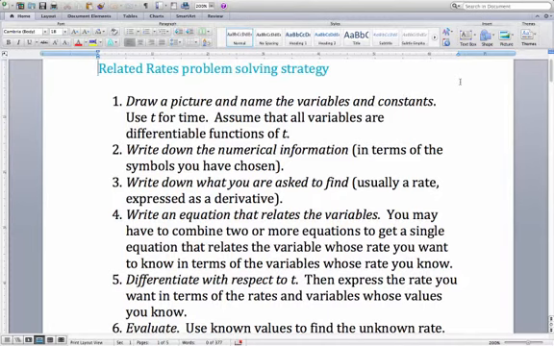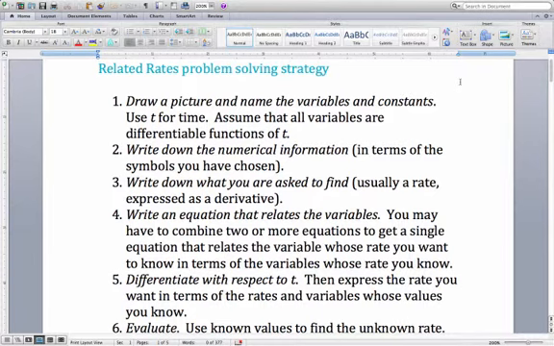Okay guys, today we're going to solve related rates problems, and with this there is a process to it, and this is the process that you want to follow. Now you don't have to follow all of them in order, but you do want to try to do these, and this is a template for solving related rates problems.